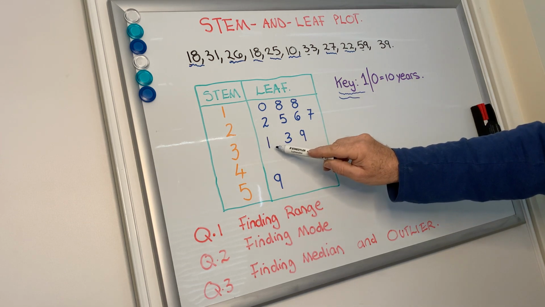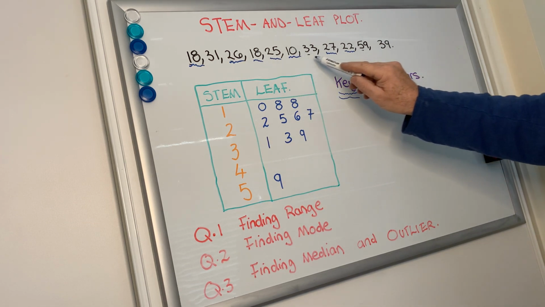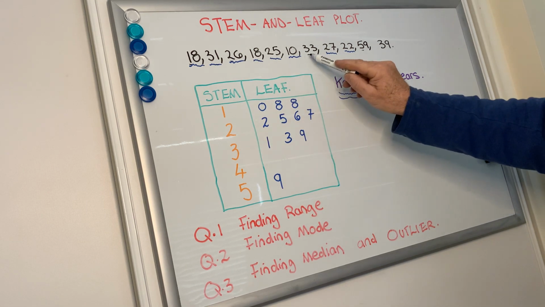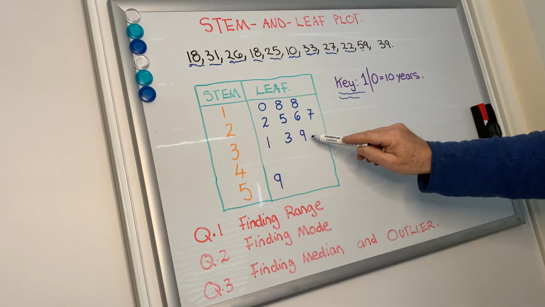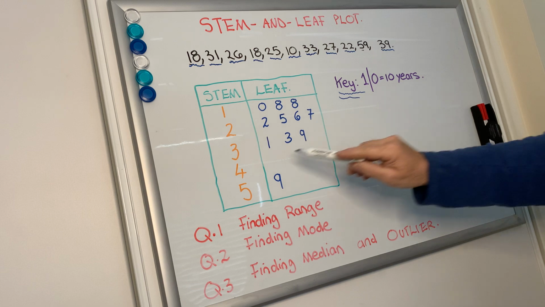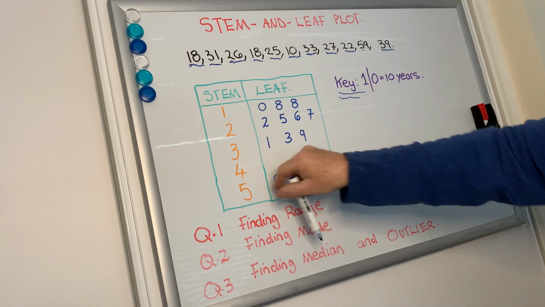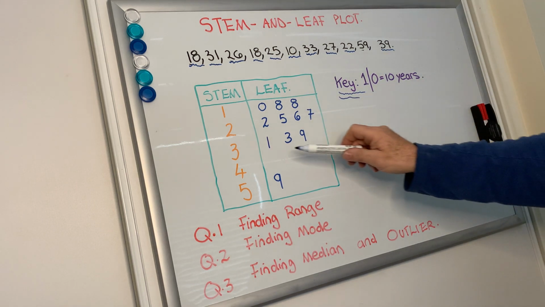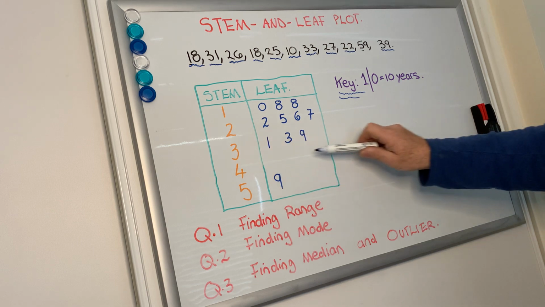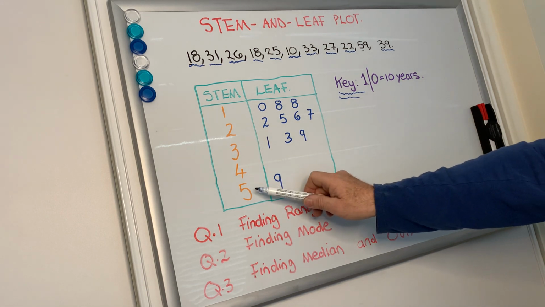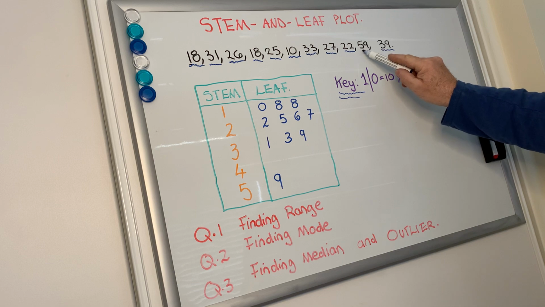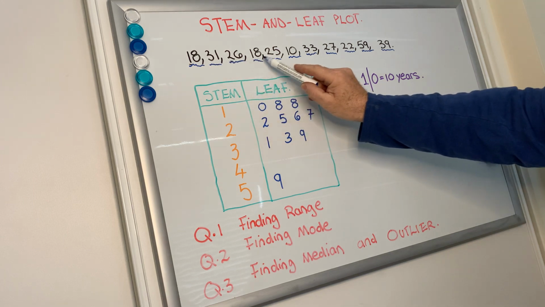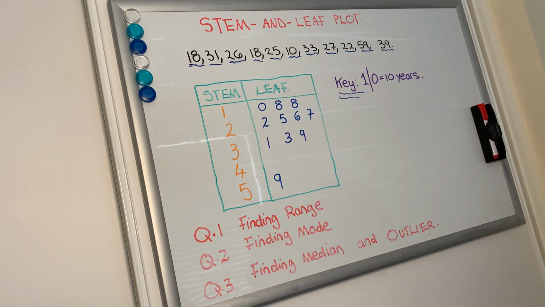Here we have 31, and there is 31. Here we have 33, and there is 33. Here we have 39, and there's 39. Here we don't have any groups in the 40s, as I said before, so we just disregard this grouping. And of course 59, and there's 59. What's really important is that I put a little line underneath, just to make sure that we've covered every single one.